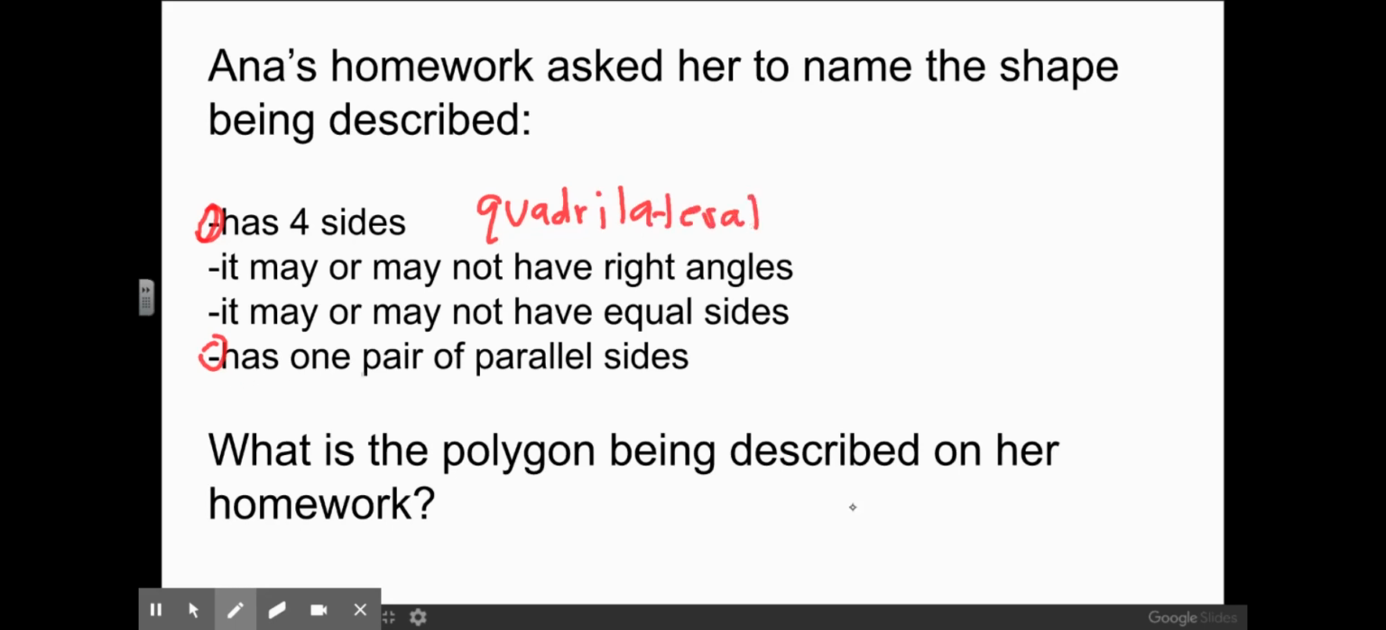And it says it has 1 pair of parallel sides. Now, it can't be a square or a rectangle because those shapes have 2 pairs of parallel sides. They're parallelograms. So if it only has 1 pair of parallel sides, that only leaves us with one option. It would have to be a trapezoid.